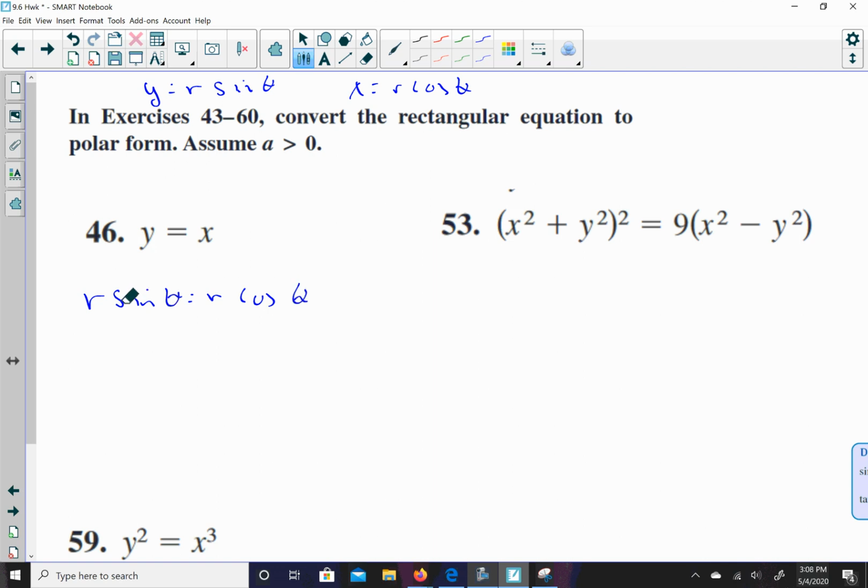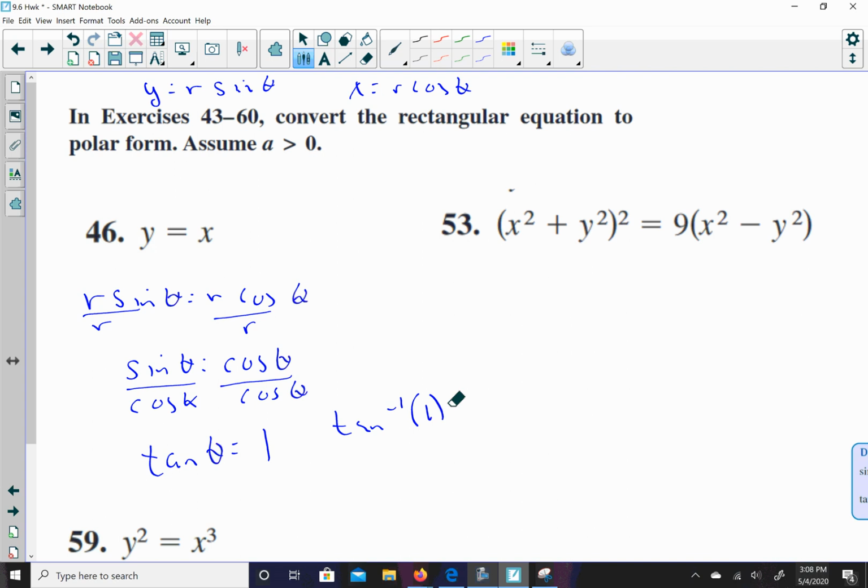So if I divide both sides by r, I'm going to have sine of theta is equal to cosine of theta. And let's say I divide both sides by cosine of theta. Well, sine divided by cosine is tangent, so I'm going to say the tangent of theta is equal to cosine divided by cosine, which is 1. So then you're basically doing the inverse tangent of 1 is equal to theta. And so theta is going to end up equaling pi over 4, or 45 degrees.